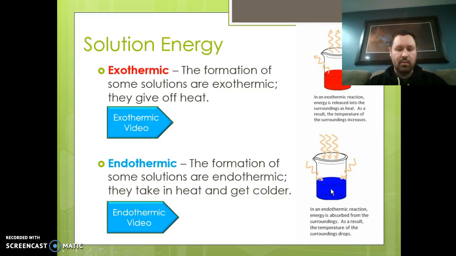Unfortunately, it's showing the endothermic, so we'll go backwards here. In an exothermic reaction, energy is released into the surroundings as heat. As a result, the temperature of the surroundings increases. So an exothermic chemical reaction would be like an explosion or something like that.